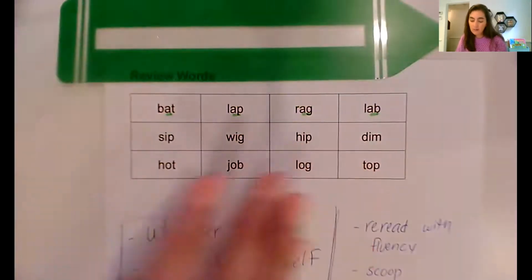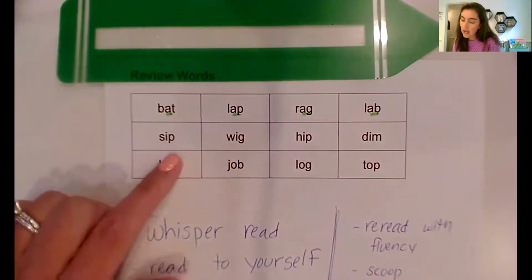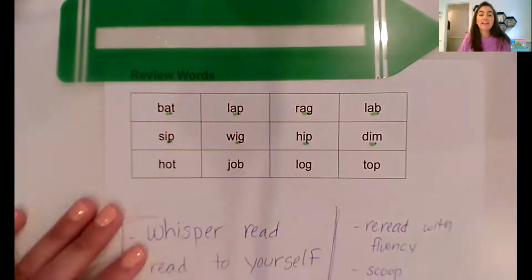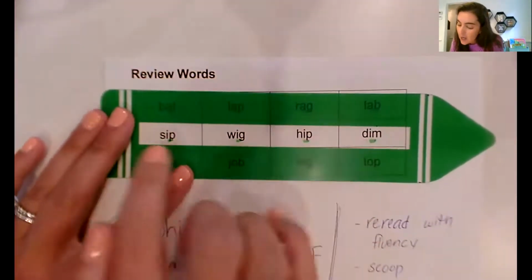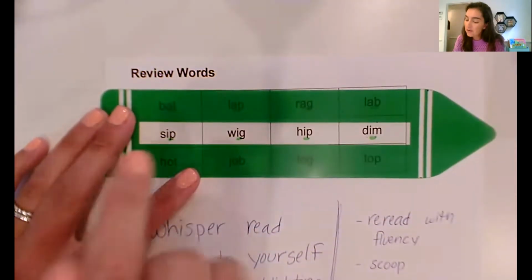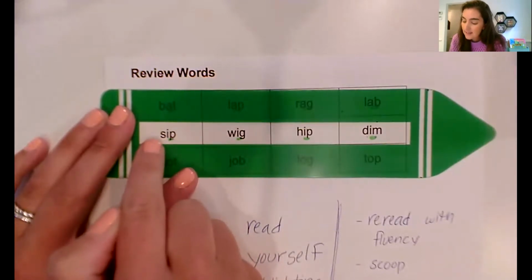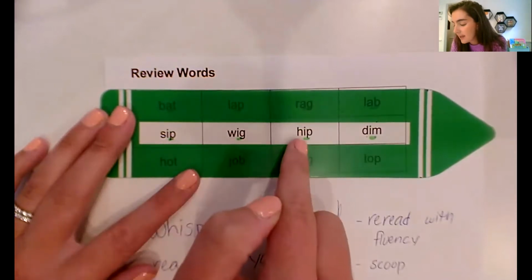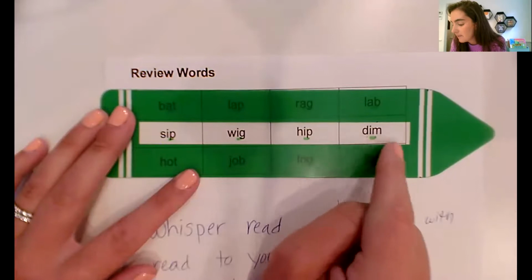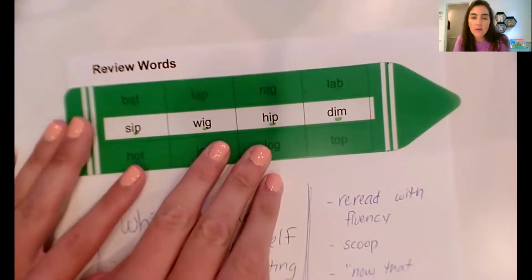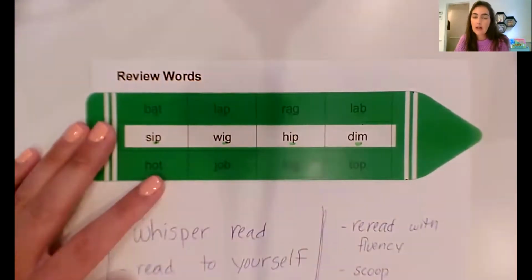All right, let's get ready to read row 2. What vowel do you see? I. Okay, I want you to highlight and make that I sound. Go for it. I. You're ready to read. Get your tracker out. Whisper read to yourself. All right, you're ready to read out loud. Let's hear it. Sip. Wig. Hip. Dim. Good, you got all those words right. Now you're ready to read them a little bit smoother. Now that you got to practice them, let's hear it. And you could have them do it.